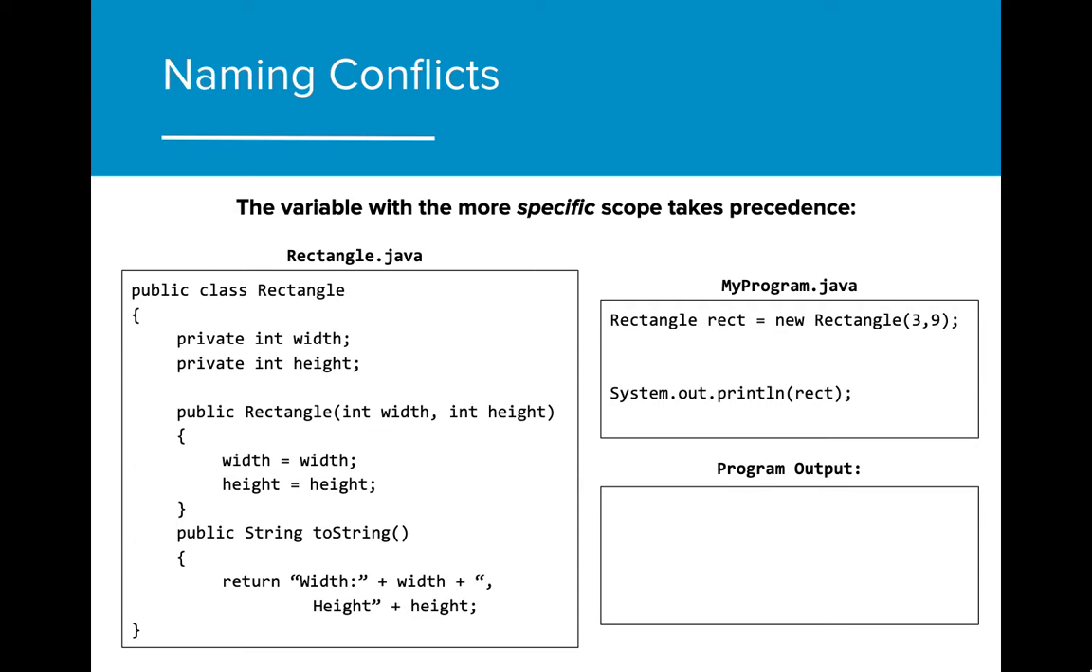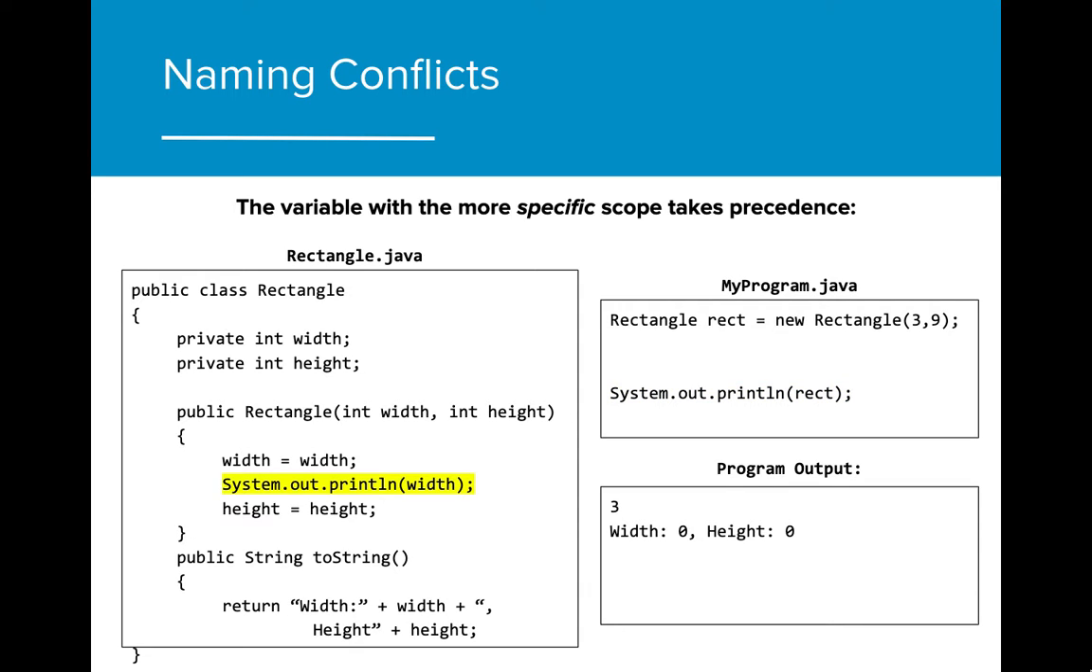This becomes crucially important when attempting to initialize the instance variables that we create for our class files. In this example, the name of the instance variables matches the formal parameters that are input into the rectangle constructor. When we create a new rectangle, 3, 9, and try to print the values of width and height, we see that the result is unusual, 0, 0.